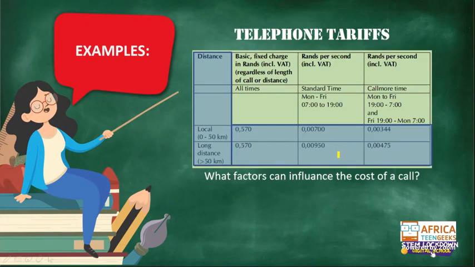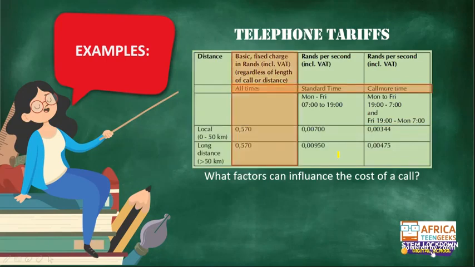Then another factor is the time of day. That column just tells us that there's a fixed rate. We have to keep that in mind. The next one says Monday to Friday, from 7 in the morning till 7 in the evening. There's a certain rate, that is our standard time. And then there's call more time, which is also Monday to Friday, but from 7 in the evening to 7 in the morning, and then from Friday 7 till Monday, so the entire weekend. Just looking at this, it is going to be a very easy question.